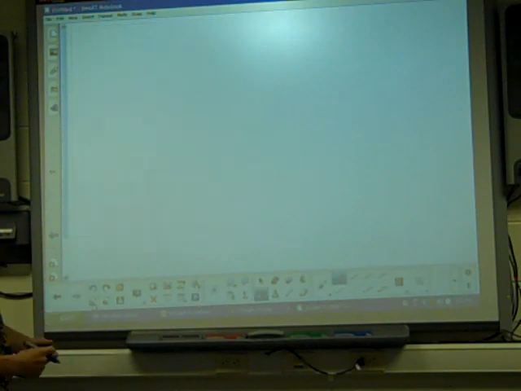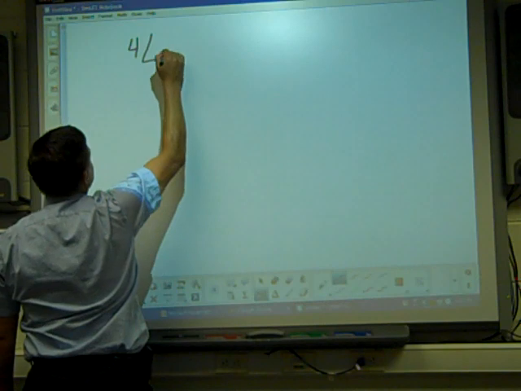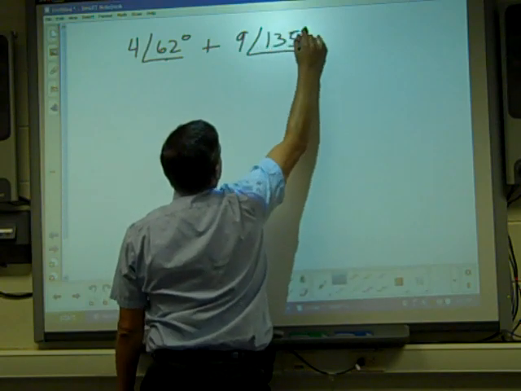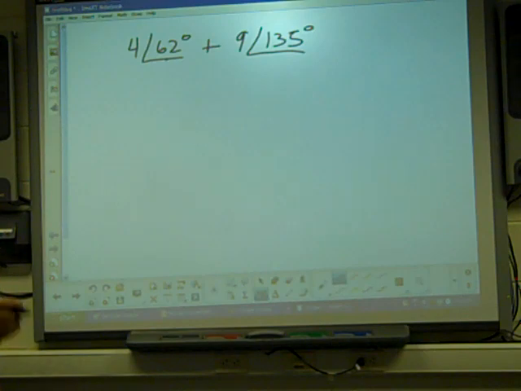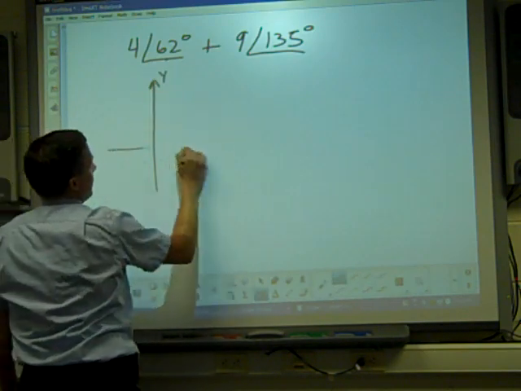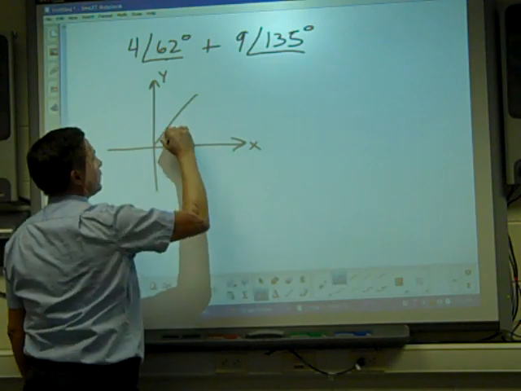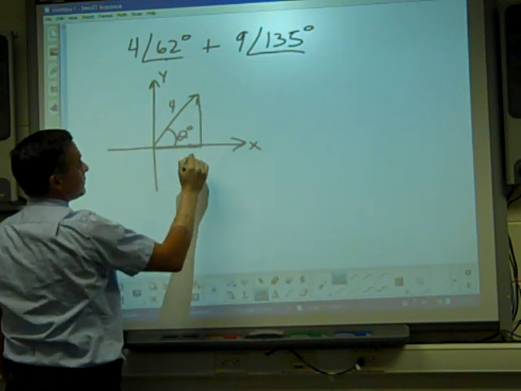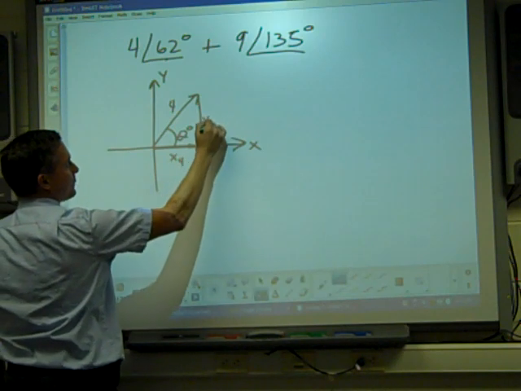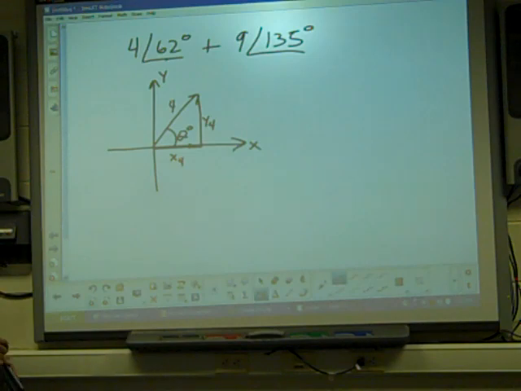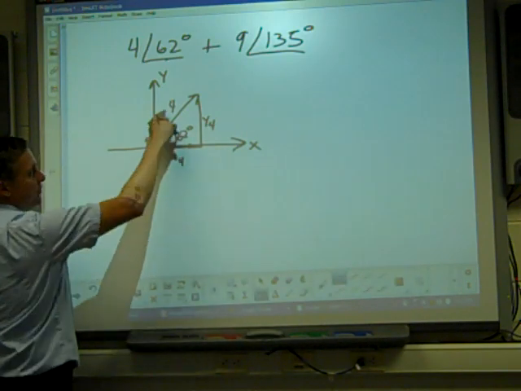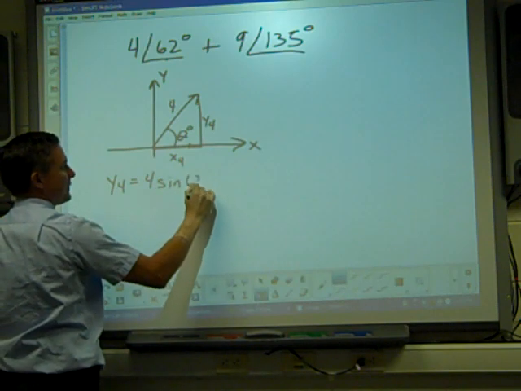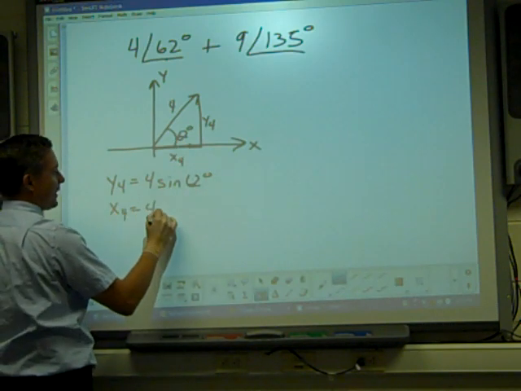So if I put a problem on the board, the problem would say something like this. Go 4 at 62 degrees and add the vector 9 at 135 degrees. I typically will do these separately on separate graphs. Starting with the 4, I'll swing the angle of 62 degrees, and I'll mark the vector. I will break this into a right triangle, and I'll have the x component of 4 and the y component of 4. And I'm subscripting the 4 so we know that these components come from the 4. Again, when we do the vector using trigonometry, SOH CAH TOA, the y component is always the sine, as long as the related angle is between the x-axis, and the x component is always the cosine.